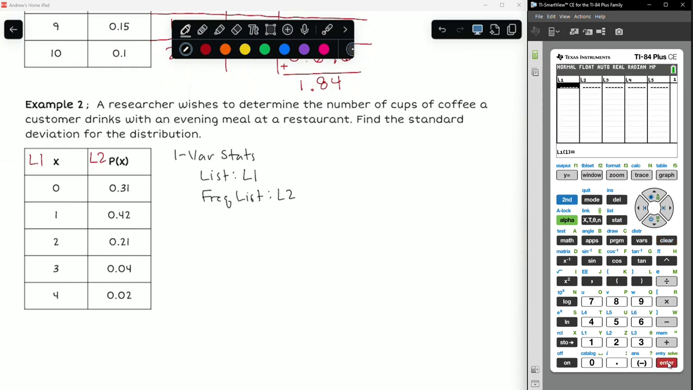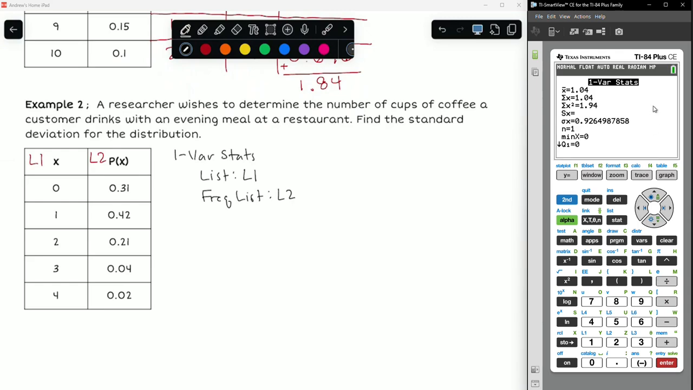So stat, enter, and then x is in list 1, p of x is in list 2. To run one-var stats, we go stats, calc, one-var stats. It already knows my data is in L1. I need to tell it that my frequency is in L2, and then calculate.